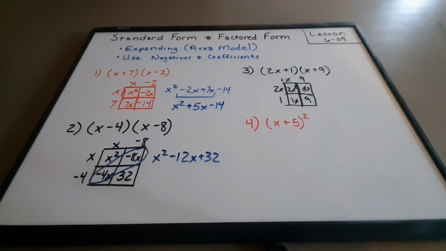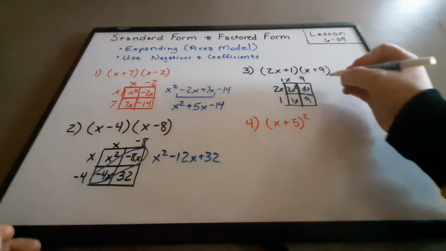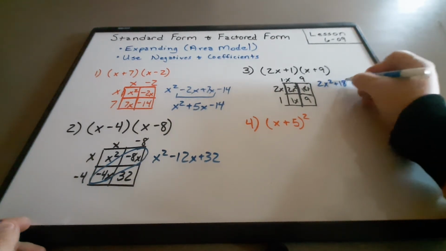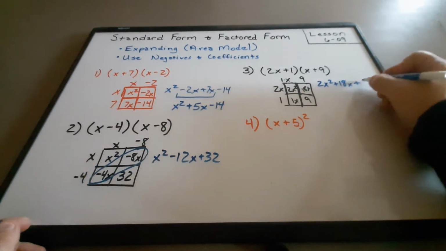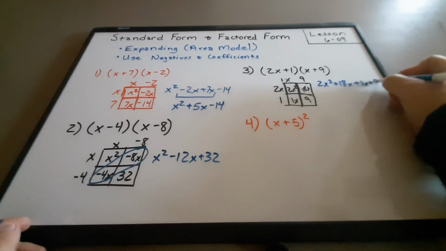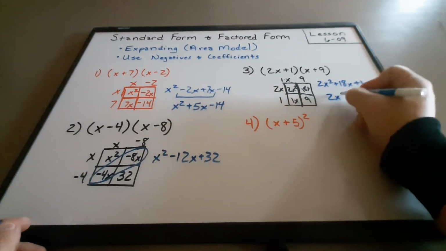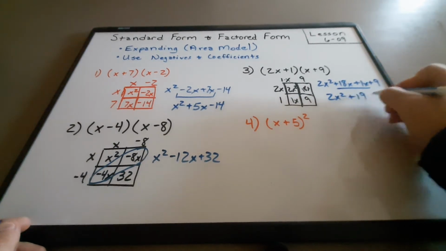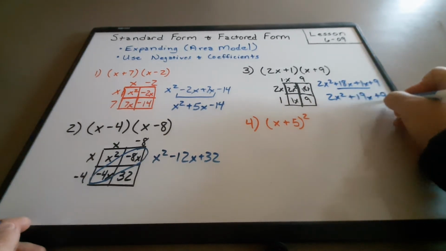This will give us 2x squared plus 18x plus 1x plus 9. Otherwise known as 2x squared. These two can go together to make 19x plus 9.